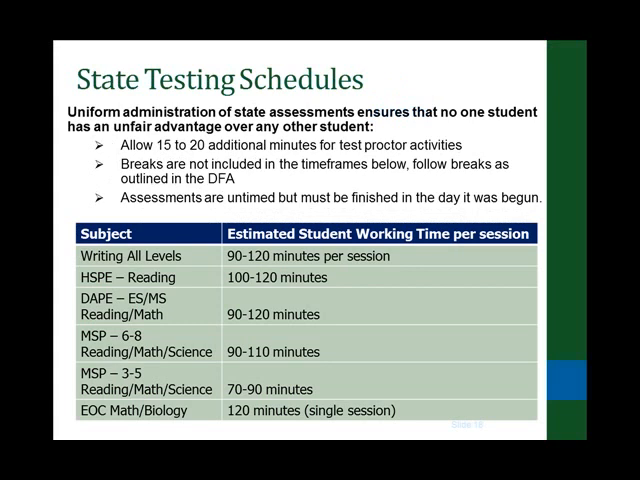Shown here are the estimated student working times per session for each assessment. As you can see, most assessments are estimated to take between 90 to 120 minutes per session. Reading, math, and science at grades 3 to 5 are estimated to take between 70 and 90 minutes. Please allow an additional 15 to 20 minutes for test proctor activities like handing out booklets and reading directions.